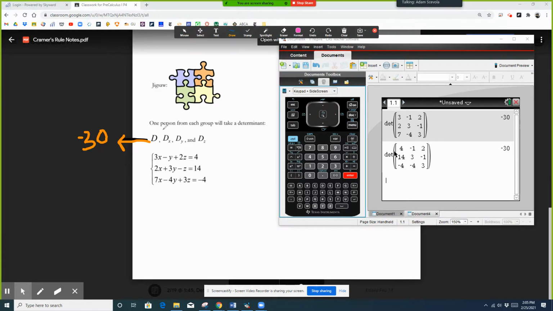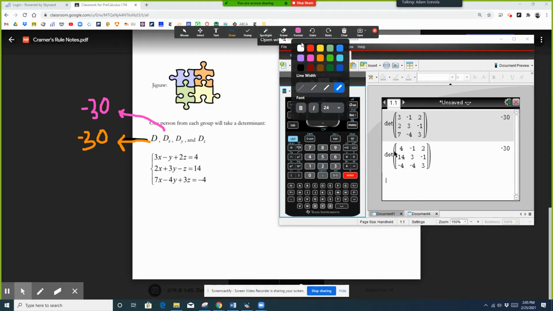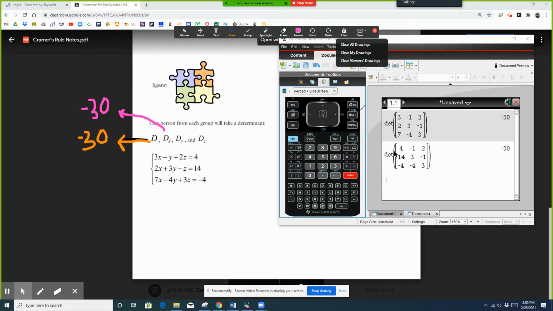So I know that x is going to be negative 1 because dx over d is equal to x. Oh, sorry, positive 1 because negative 30 over negative 30 is positive 1. So x is going to end up being 1. And we'll come back to that later.